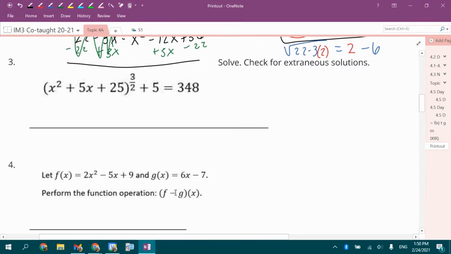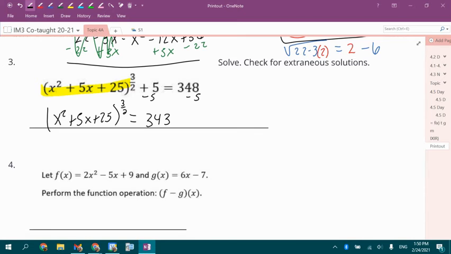Solve. Check for extraneous. Okay, so when I solve this, I need to isolate this piece before I do anything. So subtract 5 to both sides. So x squared plus 5x plus 25 all to the 3 halves is equal to, remember we have to subtract 5 to both sides, which would get me 343. Well, when you look at this, how would you get rid of the 3 halves? You would have to raise it to the 2/3 because look, that will cancel. But you must do it to both sides.